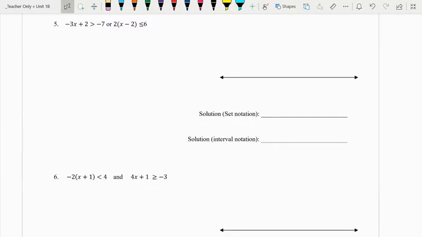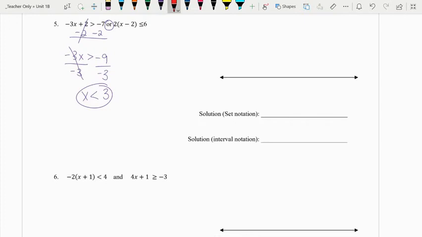For number 5, another OR problem. So again, we're just going to subtract 2 on the left. So we get -3x is less than -9. Divide by -3, and x would be greater than 3... I mean, now it's less than 3, because we have to flip our inequality.